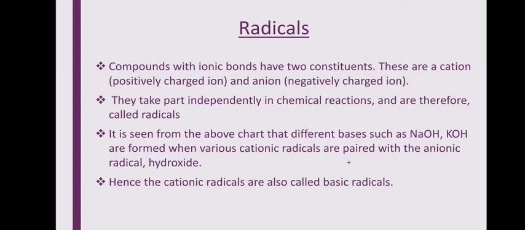It is seen from the above, we'll see the chart, that different bases such as NaOH and KOH are formed when various cationic radicals are paired with the anionic radical, hydroxide. For example, Na is plus and OH is minus, right? K is plus and OH is minus. So, there are cationic radicals and anionic radicals. Cationic radicals means positively charged, anionic radicals means negatively charged.